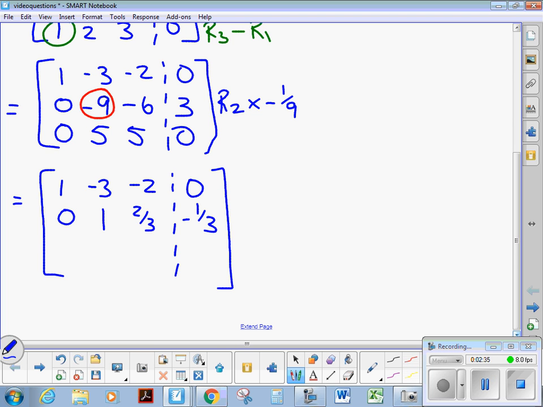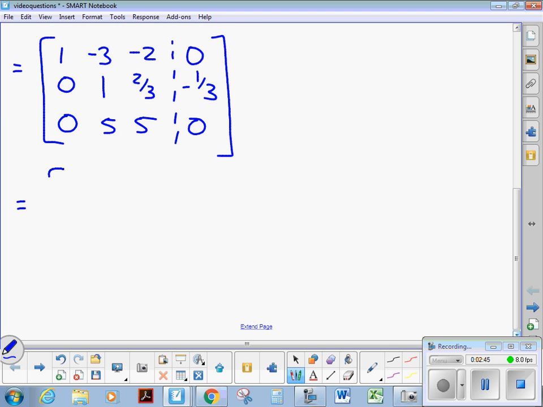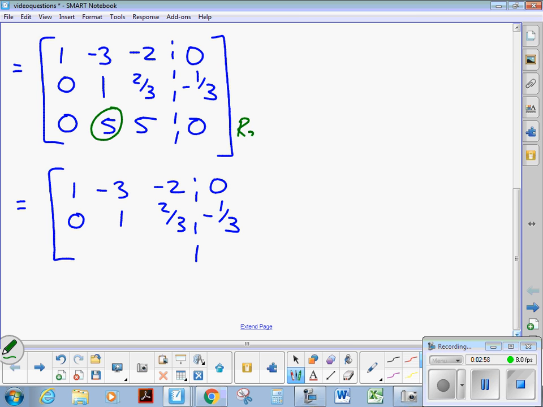Next, I need to get the 5 to be a 0, and I don't want to use the 9. It's not very handy. So I'm going to copy this row down, and I'm going to do one more matrix here. So 1, -3, -2, and 0. So I can leave my top 2 rows because they're in the ideal format. Now I'm going to focus on this one here. I'm going to take row 3, and I'm going to subtract 5 row 2. So I have 0, 0.